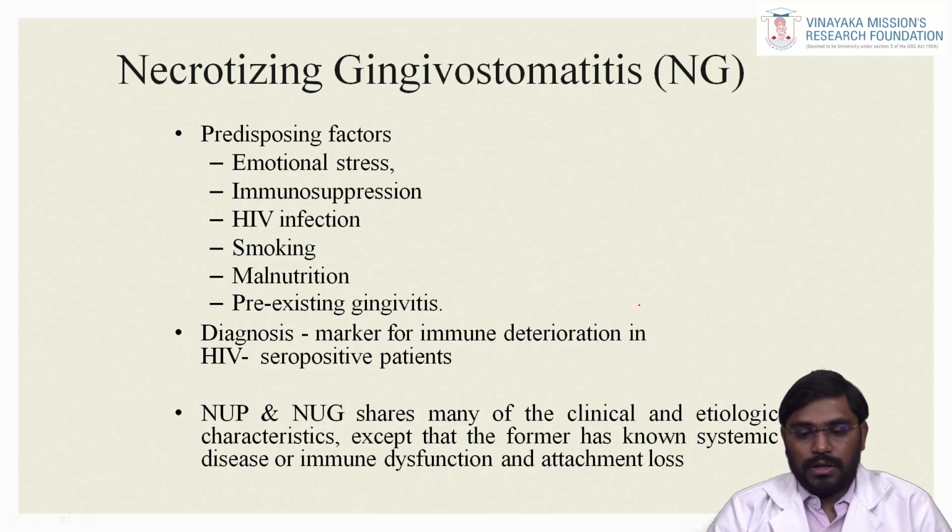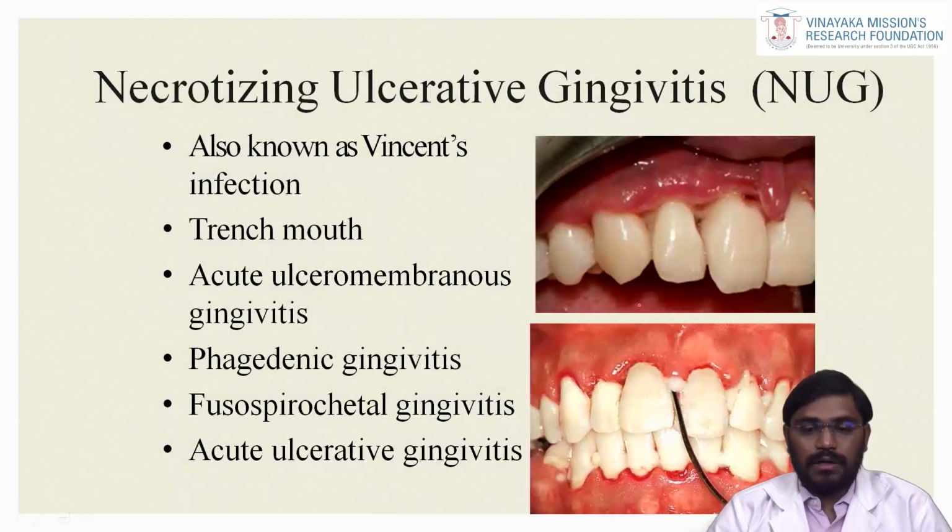Diagnosing markers of immunodeterioration in HIV seropositive patients. Necrotizing ulcerative periodontitis and necrotizing ulcerative gingivitis share many of the clinical and etiological characteristics, except that the former has known systemic diseases or immune dysfunctions and attachment loss. Only the immune dysfunction and attachment loss is the difference between them. Necrotizing ulcerative gingivitis is also known as Vincent infection or trench mouth, acute ulceromembranous gingivitis, phagedenic gingivitis, fusospirochetal gingivitis, and acute ulcerative gingivitis. These are the other names of necrotizing ulcerative gingivitis.